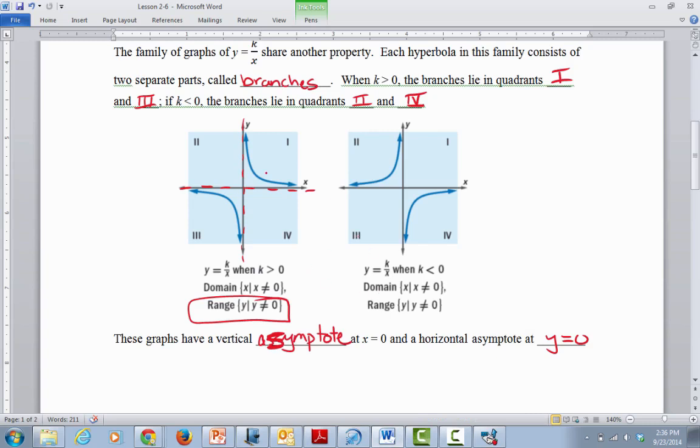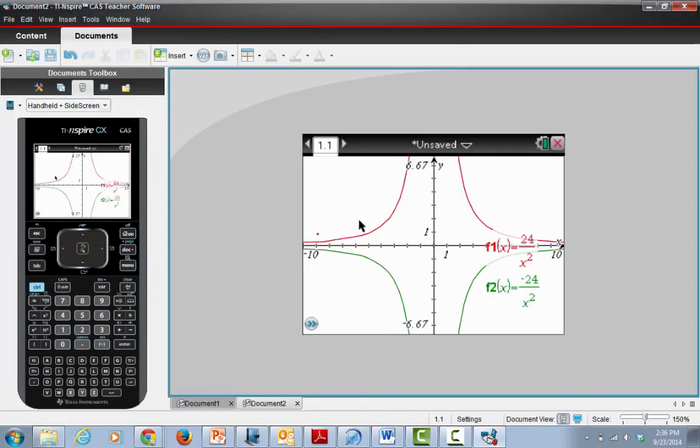So if you look at k over x, notice where the hyperbolas are right here. They're kind of diagonal from each other. And if you notice the other one, the k over x squared, they're right next to each other. Okay? So you need to remember that if it's x squared, they're going to be on the same half of the graph. If it's just over x, they're going to be diagonal from each other. So it's just something you need to remember.